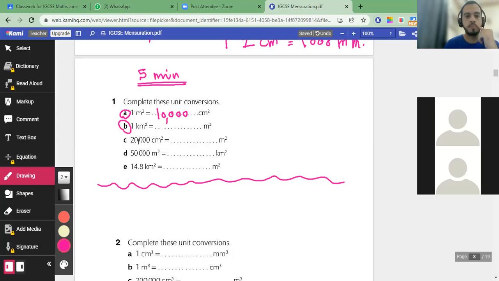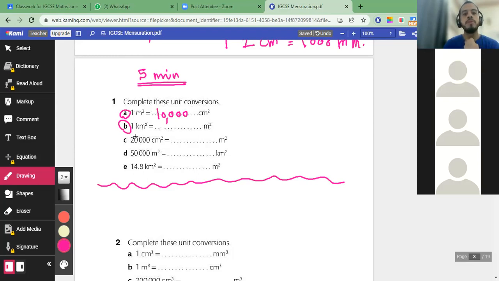1 square kilometer is going to be 1 million square meter. Thank you so much. Maria, Joanna.